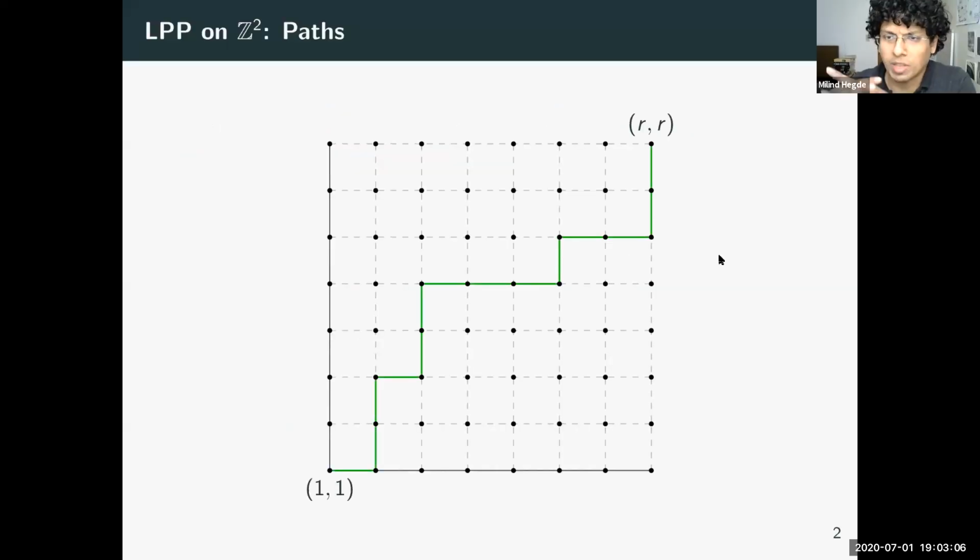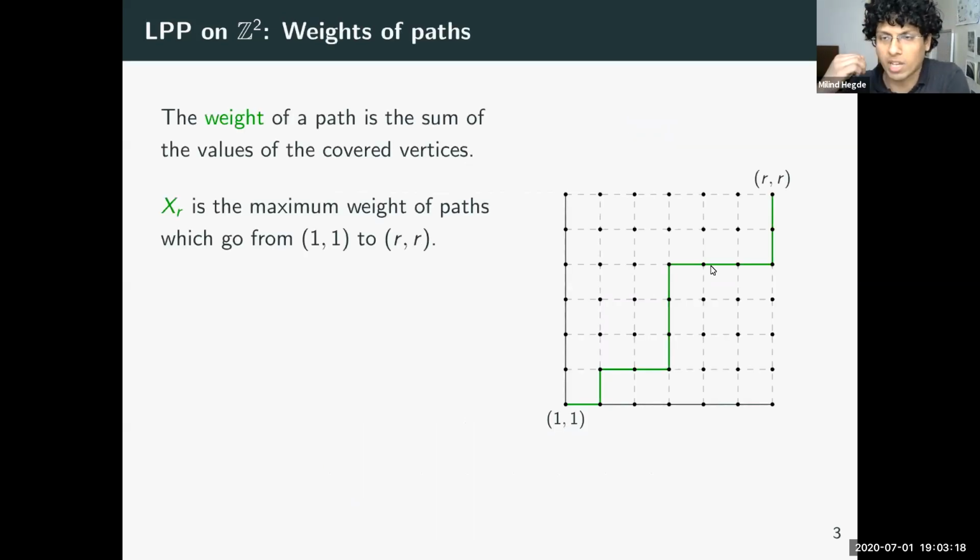And within this setup, we consider upright paths, directed paths. So they can only move up and right at each step. They cannot move down or left. And for any such path, we associate to it the weight of the path, the weight being the sum of the random variables which it passes through.